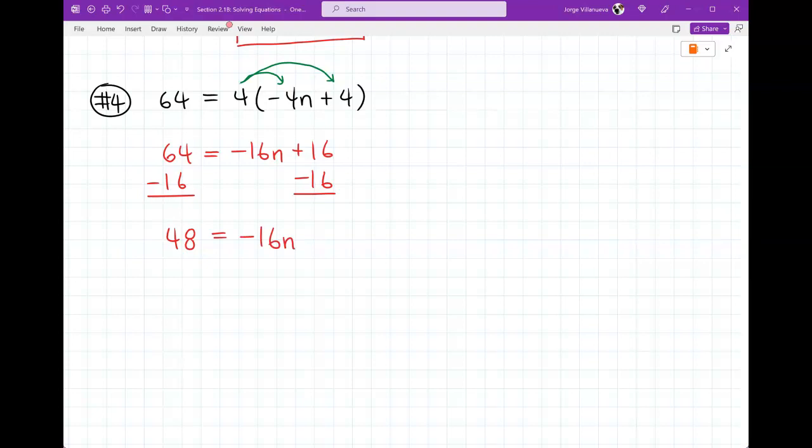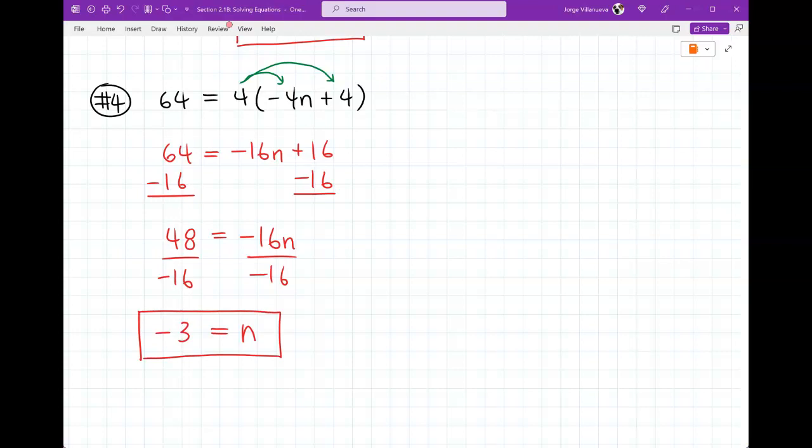And again, since the number negative 16 is next to that variable, that's a multiplication. You want to do the opposite of multiplication, which is division. So we're going to divide both sides by negative 16. And that's going to give you a negative 3 as your answer.